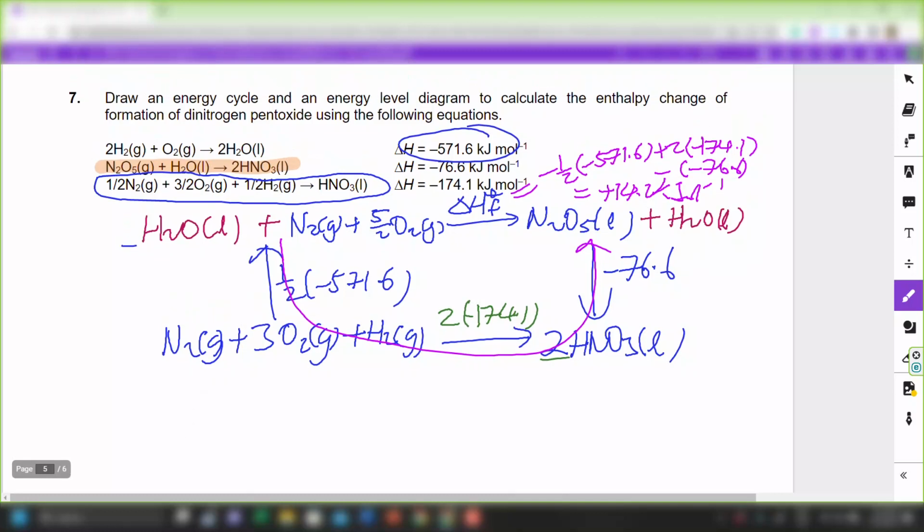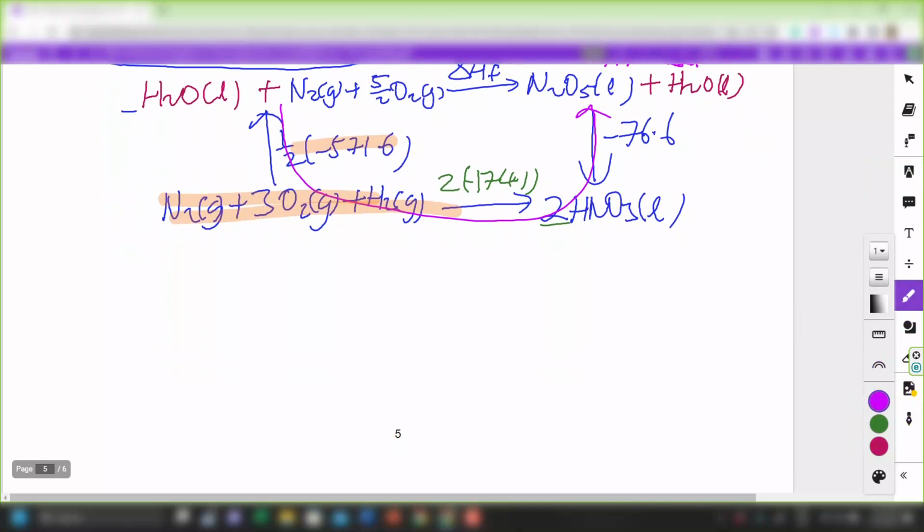So we are going to look at the data with the largest value. In this case, again, this is the set of data with the largest value, because the enthalpy change of formation of H2O is actually a whopping 571.6. Of course, in this case, it's half of it. Okay, so I'm going to again draw the energy level diagram.